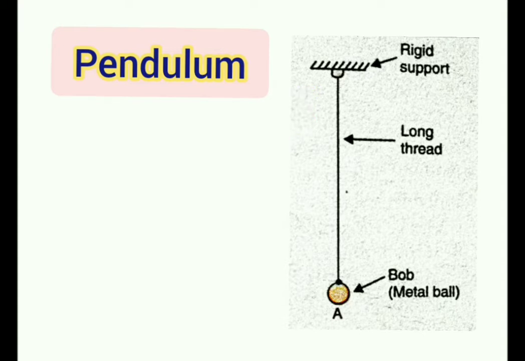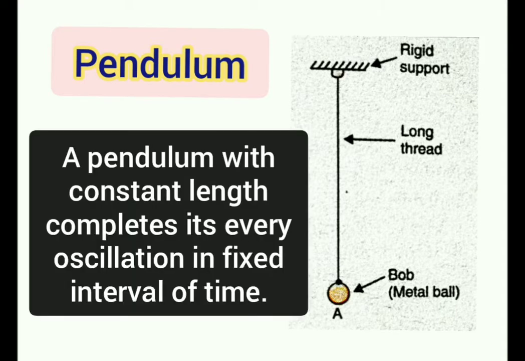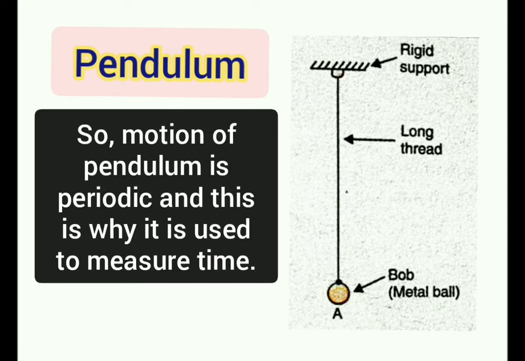A pendulum with constant length, that is with fixed length, completes every one oscillation in equal time intervals. And so we can say the motion of a pendulum is a periodic motion, and this is why it is used to count time or calculate the time.